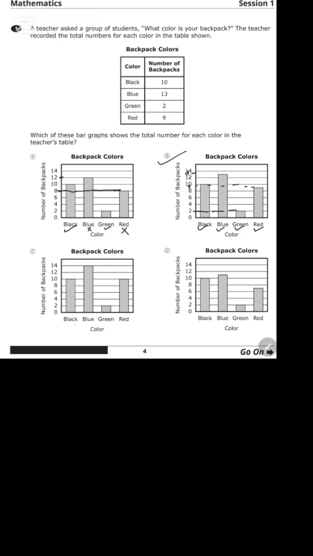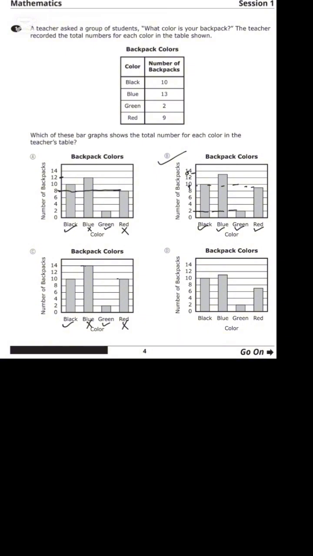Let's look at option C. For the black, we have 10, which is correct. For the blue, from the table, there are 13, but here it indicates that there are 14, so the blue is not correct. The green is 2, while the red from the table is 9, but from the graph here it shows that they are 10. So this is not correct. So this also indicates that option C is not a correct answer.